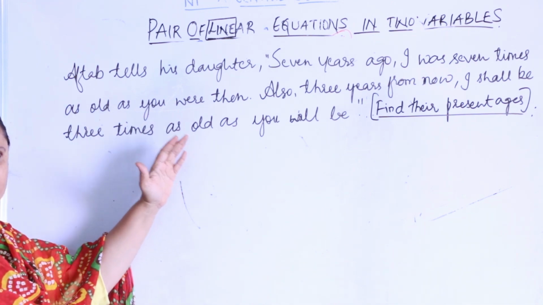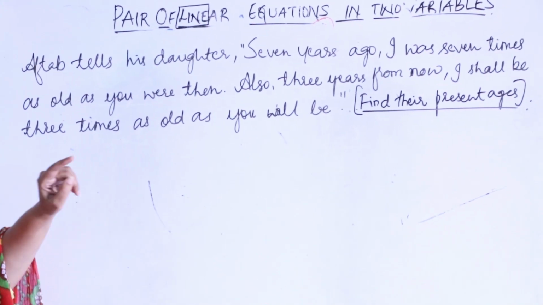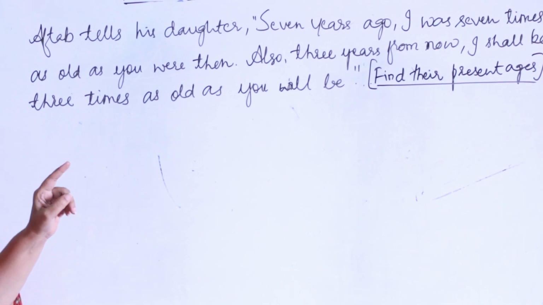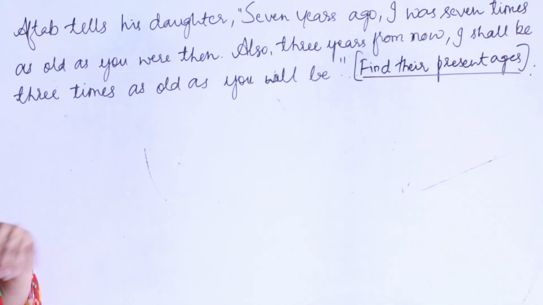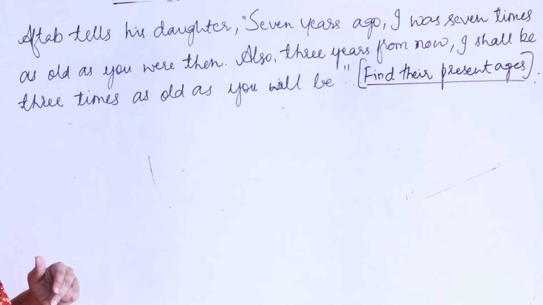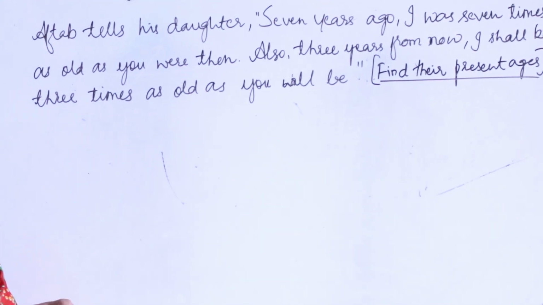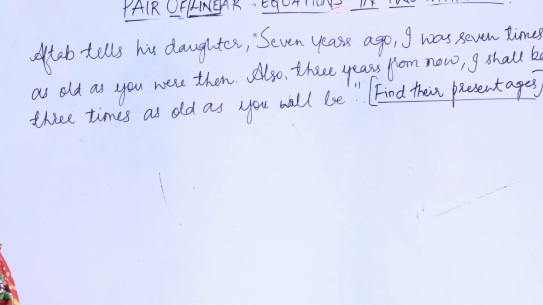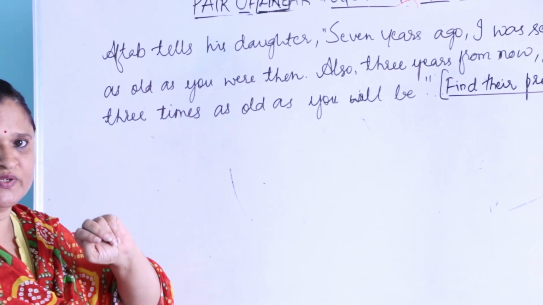With the help of that only, I will explain to you how to solve. Aftab tells his daughter, 7 years ago, I was 7 times as old as you were then. That means back then. Also, 3 years from now, I shall be 3 times as old as you will be. 3 years from now, that means after 3 years. We have to find their present ages. That's how the question will be normally. Find their present ages.